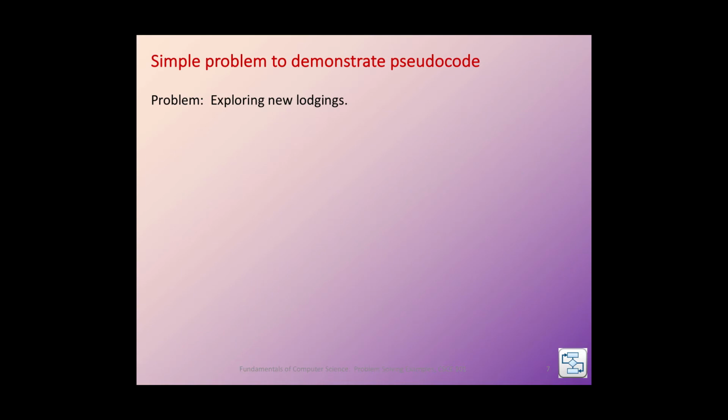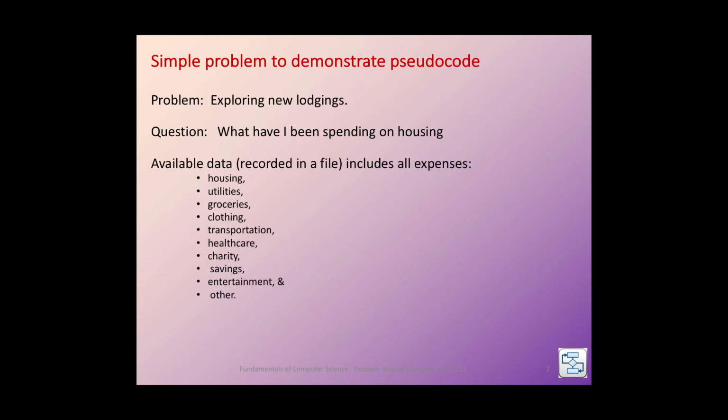Now we're going to introduce a simple problem to demonstrate the use of pseudocode. This problem is exploring new lodgings. I've gotten tired of the apartment I'm living in, and I want something new. In order to do that, I need to know what I have been spending on housing over the last couple of years.